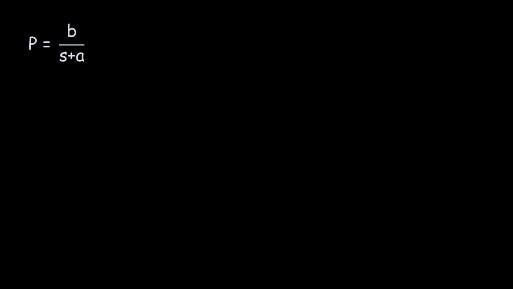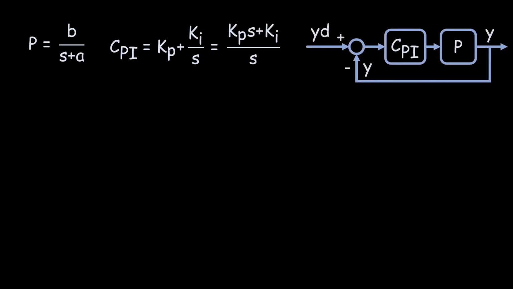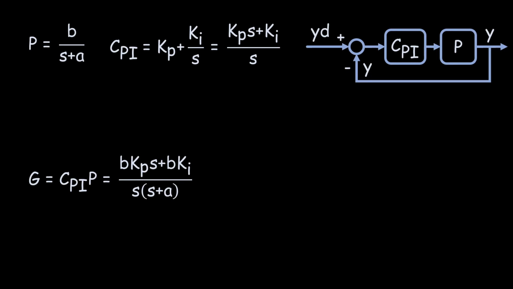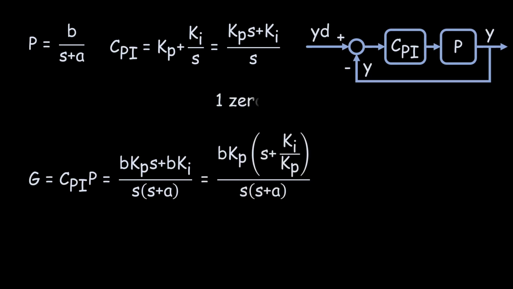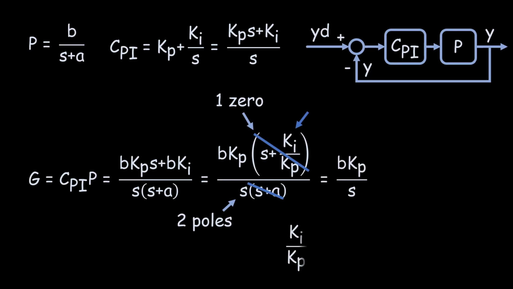Taking a first-order system as an example, we can use a PI controller to achieve Pole Zero Cancellation. First, multiply the plant by the PI controller to obtain the open-loop system. We can observe that the system has 1 zero and 2 poles. We want to adjust Kp and Ki so that 1 zero and 1 pole cancel each other, leaving only 1 pole. From this, we can derive that Ki over Kp equals A.